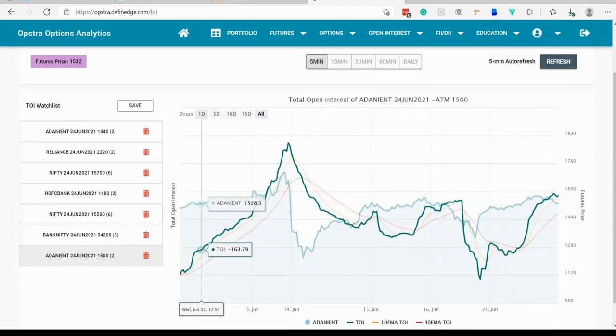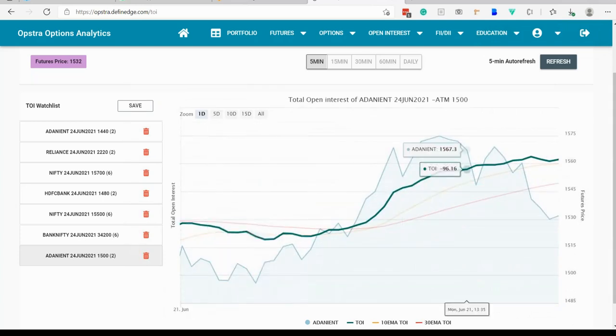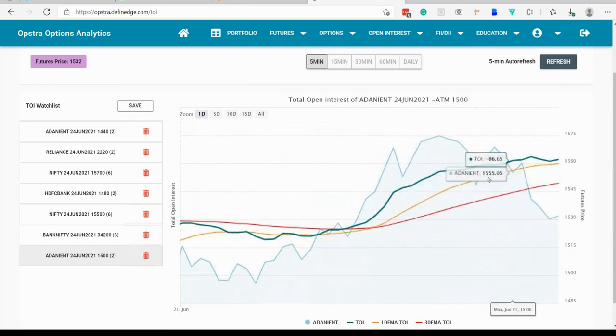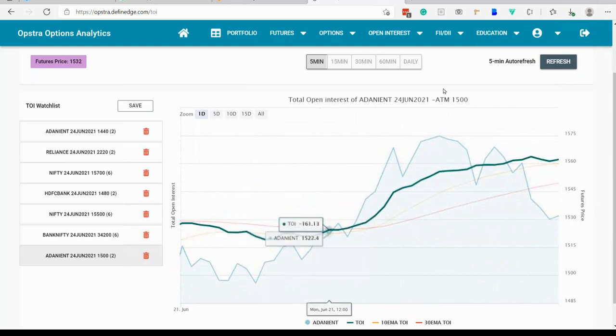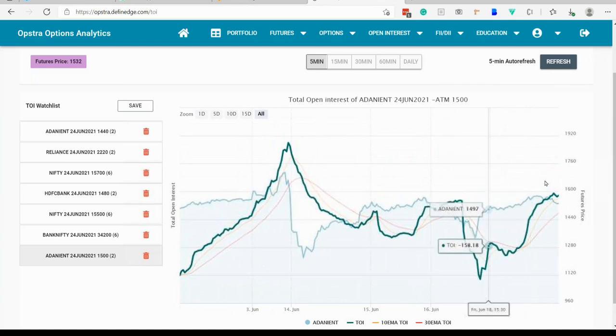And here you can zoom simply if you want. For somebody who's doing intraday trading, you just zoom on the 1 day, and every 5 minutes it automatically updates. If it doesn't update, you can click on refresh or you can click on all, so that it automatically updates the chart.